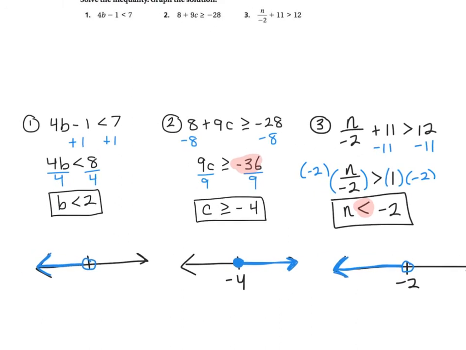Okay, so here for number 1, add 1 to both sides, divide both sides by 4, and you're left with b is less than 2. So open circle to the left. So nothing tricky about this one.